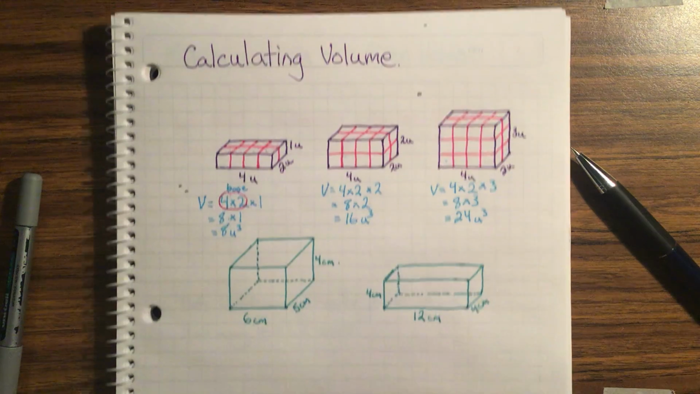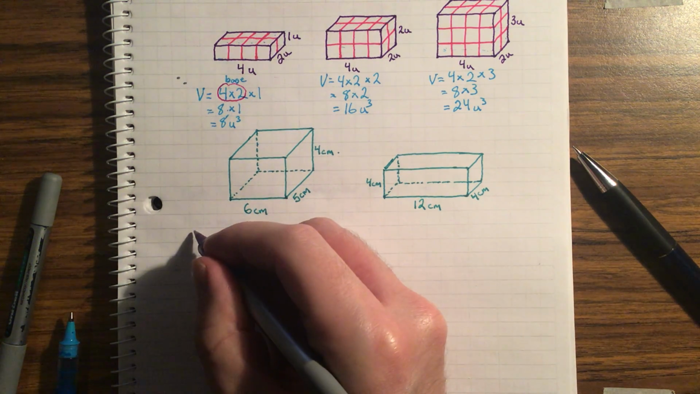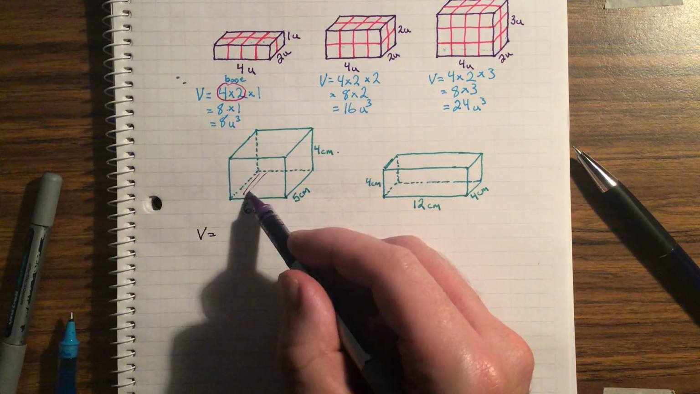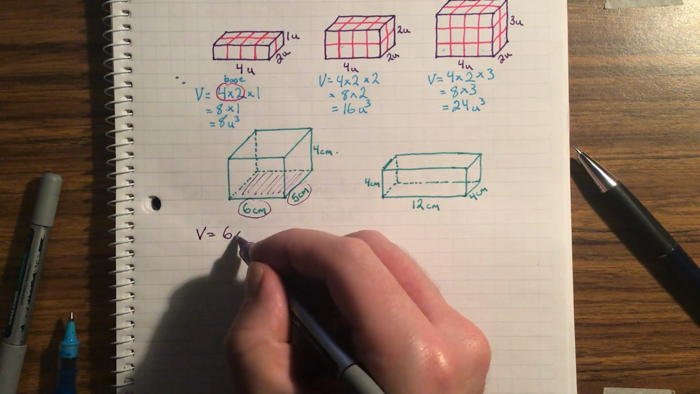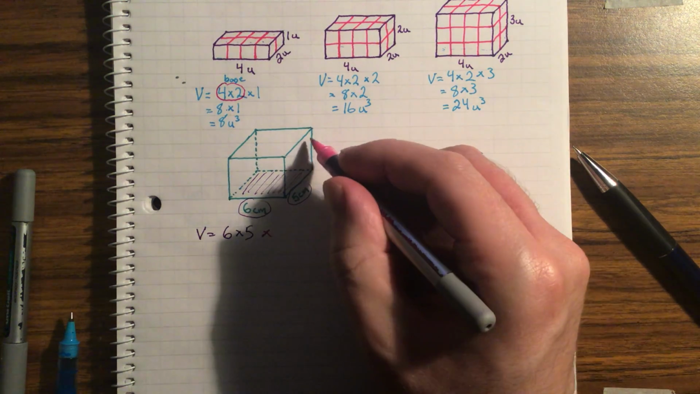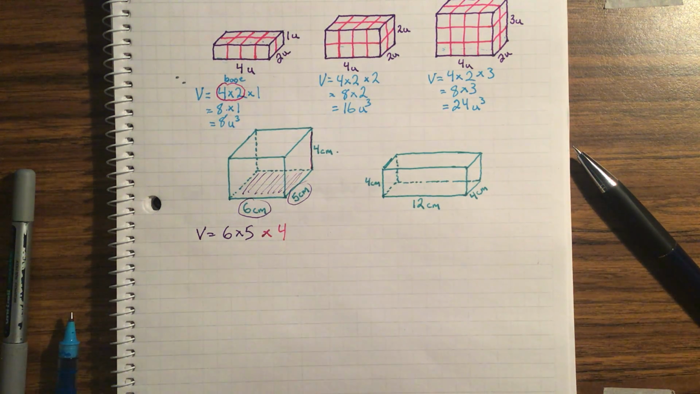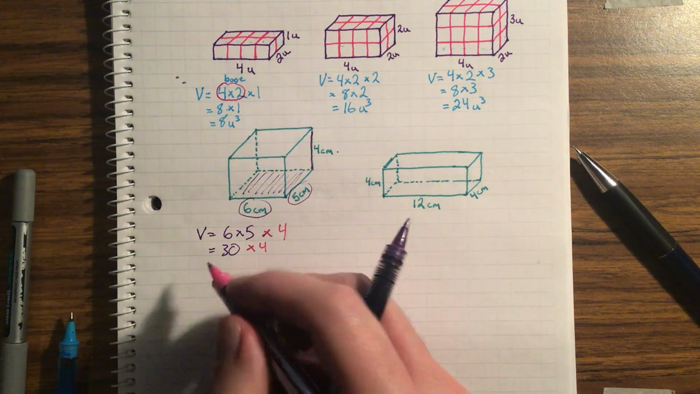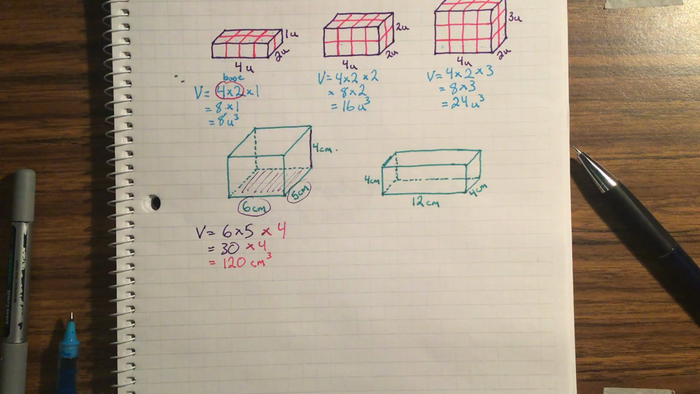Now we're going to do this with these 2 rectangular prisms down here. So my first one, I'm going to do my volume. I figure out the area of this base by doing my length times my width, 6 times 5. And then, after I'm done that, I'm going to multiply in how tall it is, how many layers up it is. 6 times 5 times 4. Now, 6 times 5 is 30. And we still have our 4 left over. And 30 times 4 is equal to 120 centimeters cubed. So to figure out the volume of a rectangular prism, you do the length times the width, and you multiply it by the height.